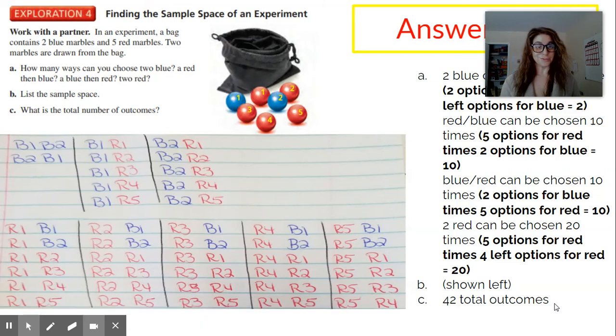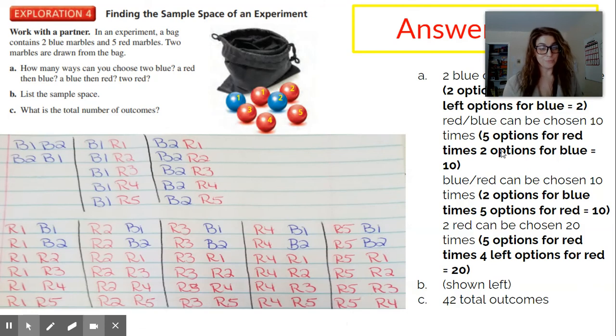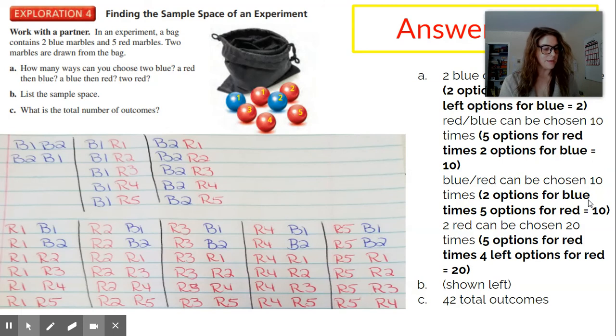All right. So again, as you go through that, it's important that you know how many options. So I knew I had 2 for the blue, plus the 10 for the red, then blue, plus another 10 for the blue, then red, plus another 20 for the red and red. That gets me 42. So when I start listing all of them, I could count it, make sure I have 42 there. Okay. Whew. All right. That was a lot of colors to pull from.